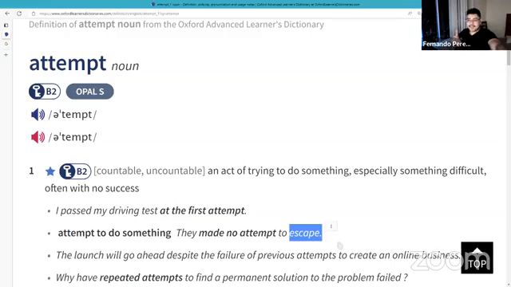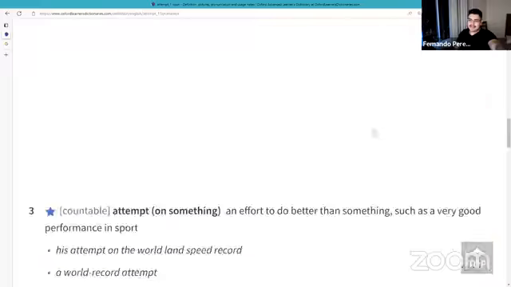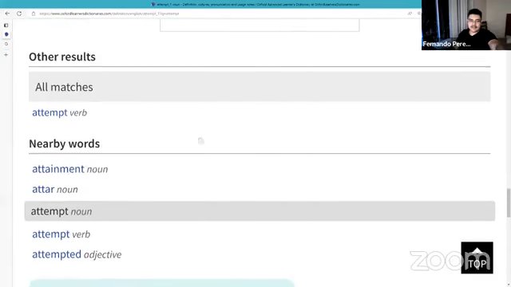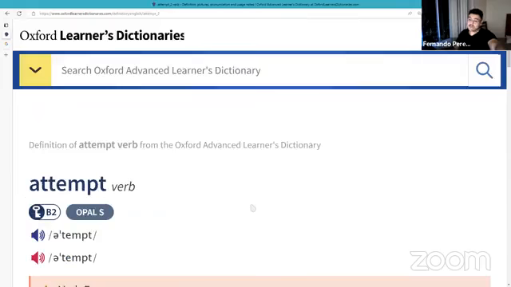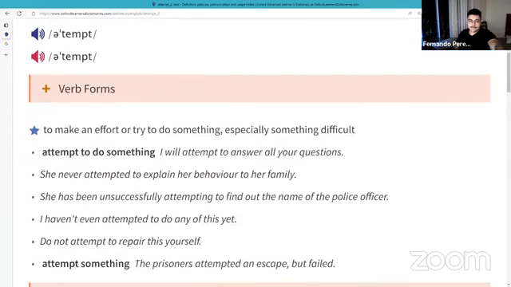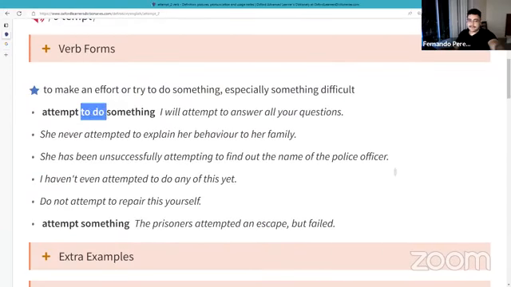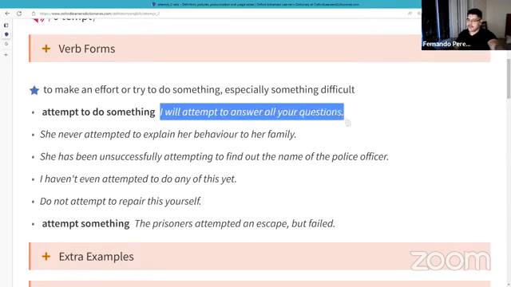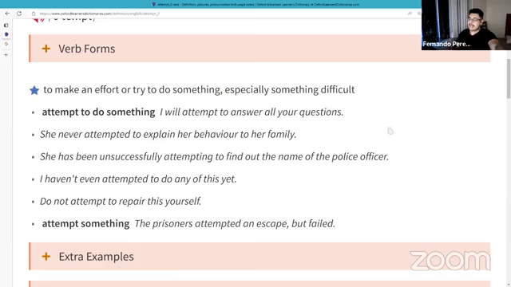It's incorrect to say they made no attempt escaping. That's totally incorrect, because after the verb attempt, it's necessary to use the connector to. Attempt to do. Always. I will attempt to answer all your questions. The word attempt is similar to try.